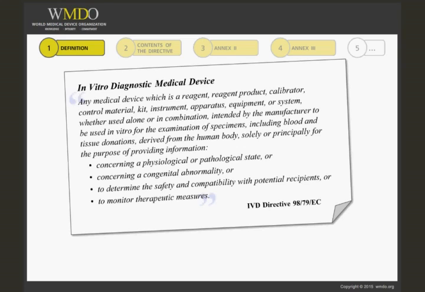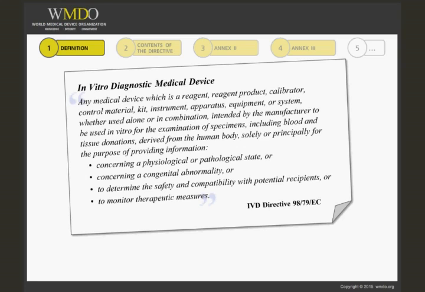The directive defines it as any medical device which is a reagent or reagent product to calibrate or control material, a kit, instrument, equipment, or system, whether used alone or in combination, intended by the manufacturer to be used in vitro for the examination of specimens, including blood and tissue donations derived from the human body solely or principally for the purpose of providing information concerning a physiological or pathological state, concerning a congenital abnormality, or to determine the safety and compatibility with potential recipients or to monitor therapeutic measures.